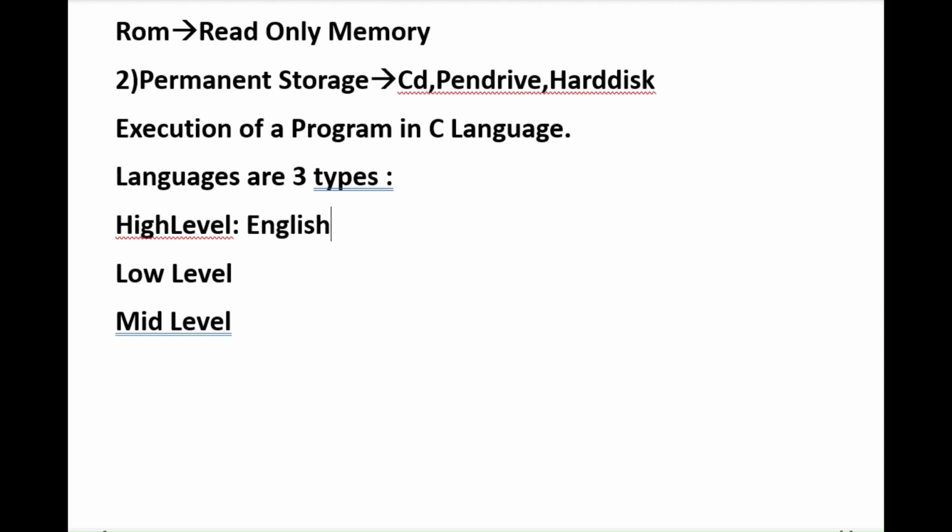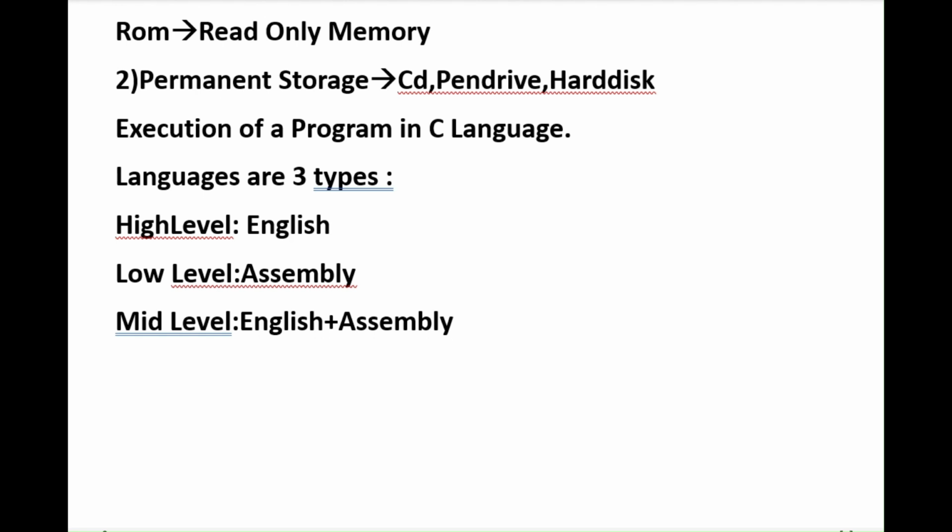Our human understandable language, English, comes under high level. And low level means assembly language. We are not that aware of assembly language, but it is also a language, and we can learn assembly and write codes in assembly too. And what does mid level mean? English plus assembly. Now the languages are three types: high level, low level, mid level.